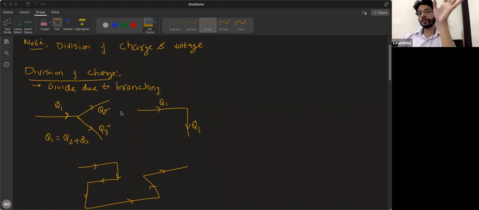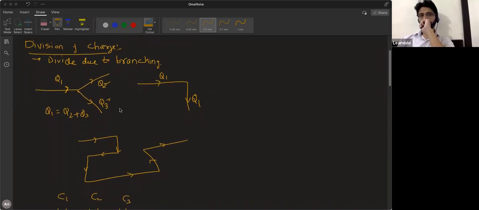If you don't understand the division of charge and voltage, then you can't do circuits. To analyze series and parallel problems, you should know how to analyze the division of charge and potential. We'll be doing the whole series and parallel combination using this charge and potential.